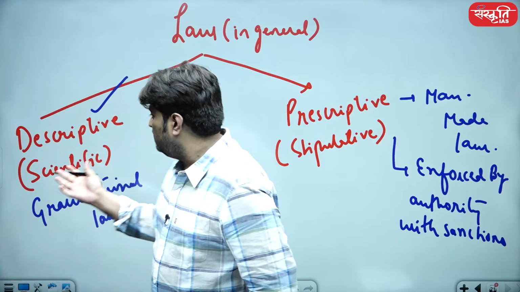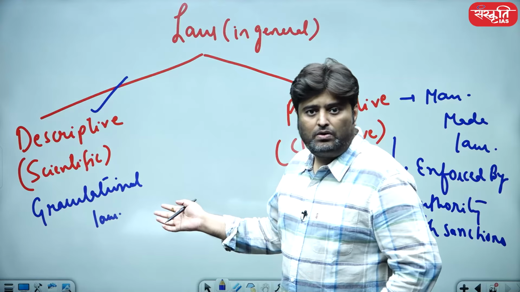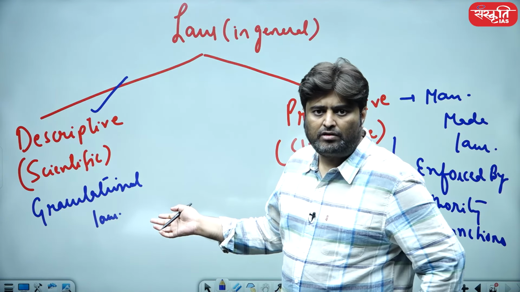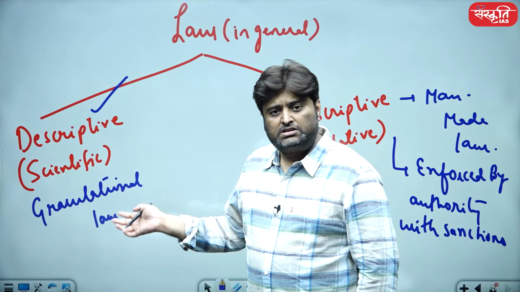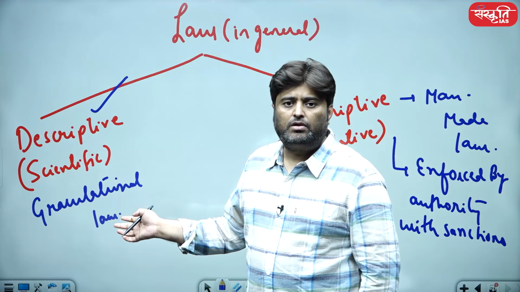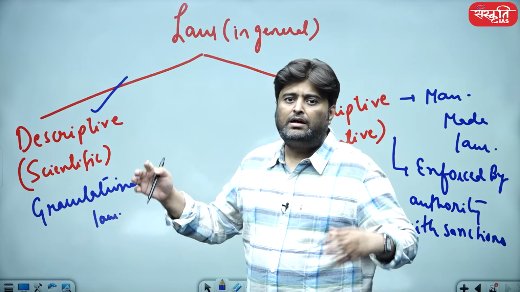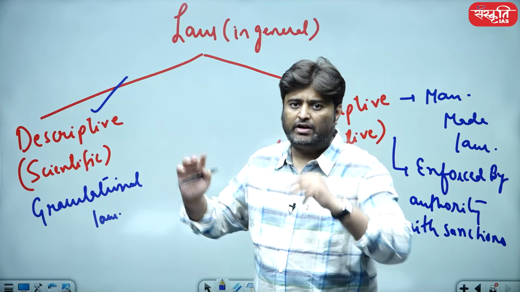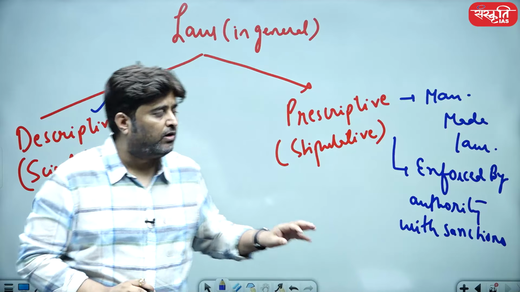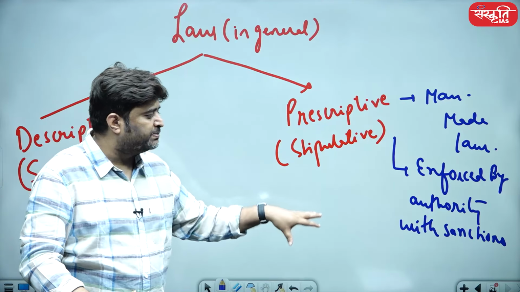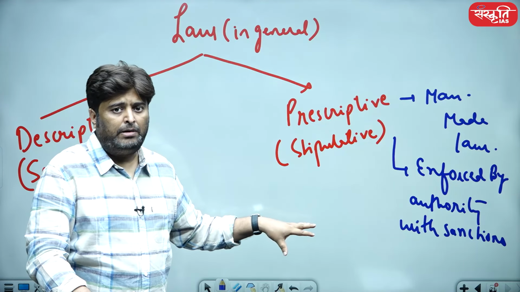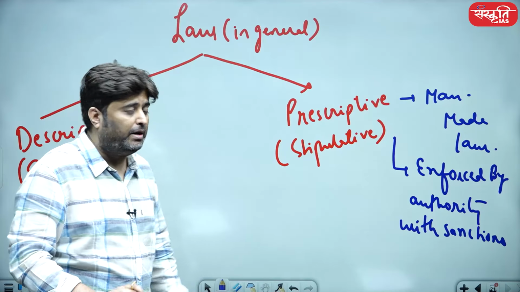We cannot make these. Can we create the gravitational law? No. Are you responsible for the creation of the gravitational law? No. Is humanity responsible for the creation of the gravitational law? No. It is a natural process that we are observing. But there are certain types of law which are man-made laws. They are enforced by authority with sanctions. They are man-made laws. So how are prescriptive laws being made?